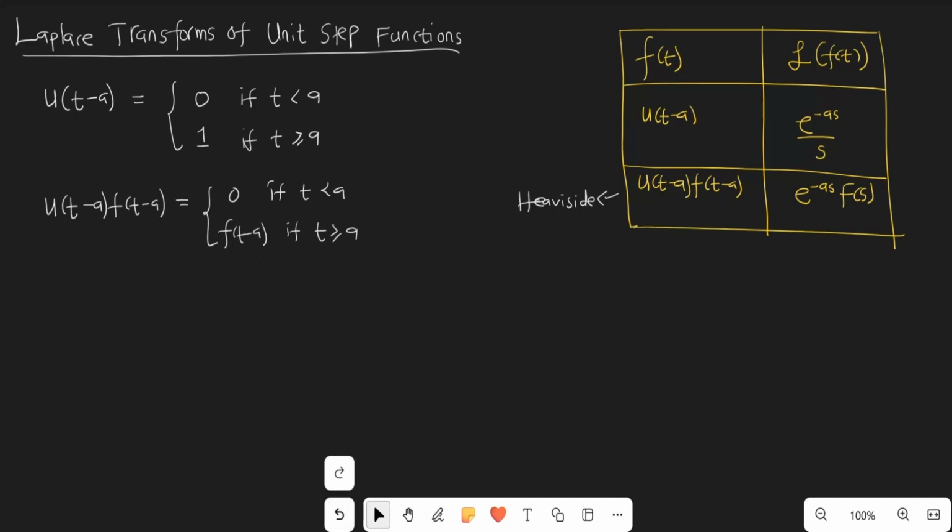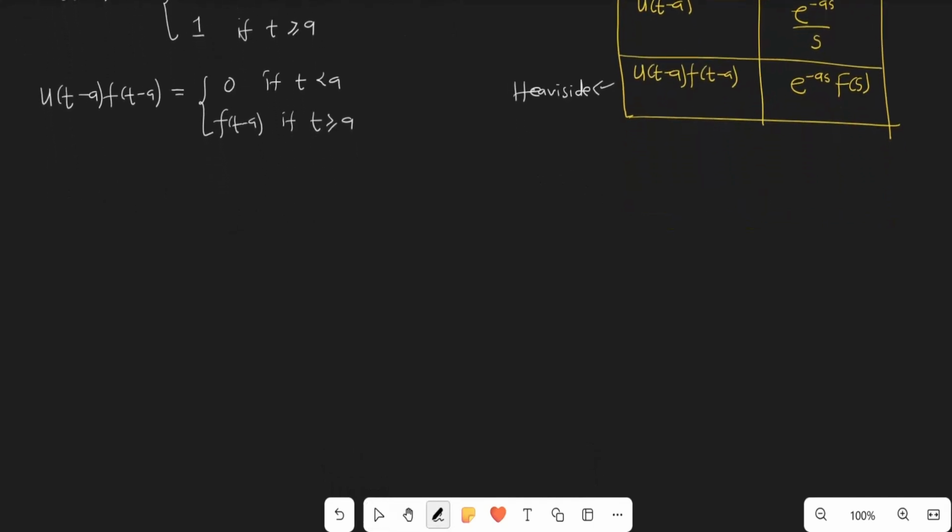Now we're going to use these definitions and the results from my previous video to solve the Laplace transforms of 6 different unit step functions. Let's start with the first one. Question 1, we have to find the Laplace transform of this: f of t is equal to 0 if t is greater than or equal to 0 but less than 3, and 5 if t is greater than or equal to 3.